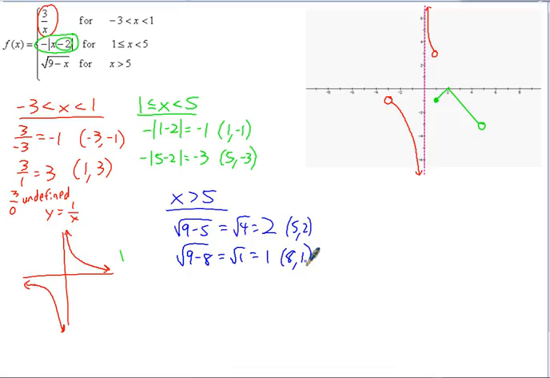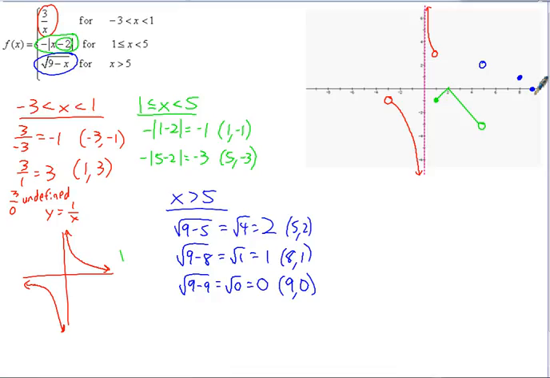Oh, I forgot to put 5, 2, sorry. 5, 2 would be an open circle because it's not included. Doesn't have the equal to. This is not a breakpoint, so it's just a regular point at 8, 1. And let's try to get one more point since we know this is a curve, like a half parabola-like shape. So we could substitute 9, you get the square root of 0, which is 0. So 9, 0, again, it's not a breakpoint, so just a regular point.